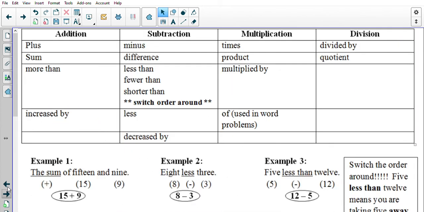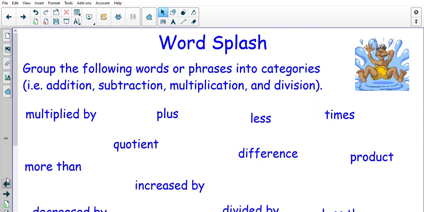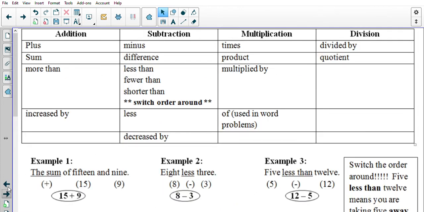All right, so I'm going to skip over the word splash. You might have seen that scrolling by. This is something we typically do in class to look at phrases that are used for operations. So the word quotient is used for division. We could say divided by, or we could say the quotient of. The word difference is used for subtraction, instead of maybe just the word minus. That's all summarized in your guided notes. So I'm not going to take time in this video to do the word splash. We would, though, in class do that.